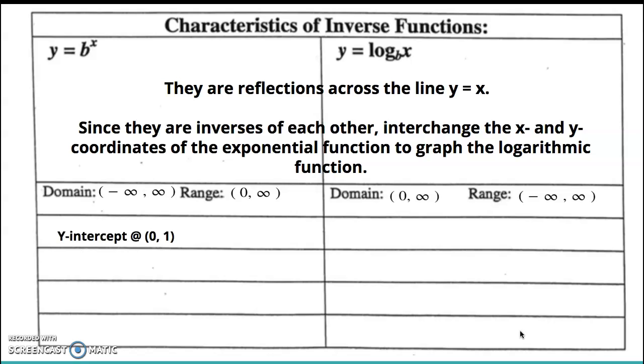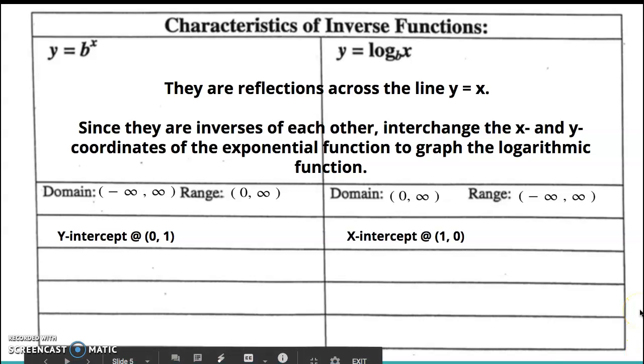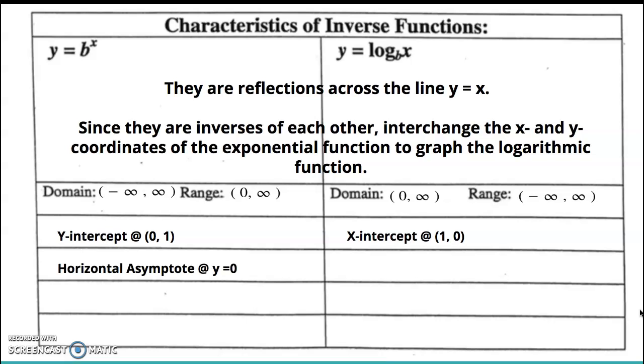Another characteristic we know about exponential functions is that the y-intercept is always at 1, because anything to the 0 power is 1. So if we interchange our x's and y's, then our logarithmic parent functions will always have an x-intercept at 1. We have a horizontal asymptote for our parent exponential functions at y equals 0. And so if we interchange our asymptote of y equals 0 to x equals 0, then we have a vertical asymptote at x equals 0 for our logs.